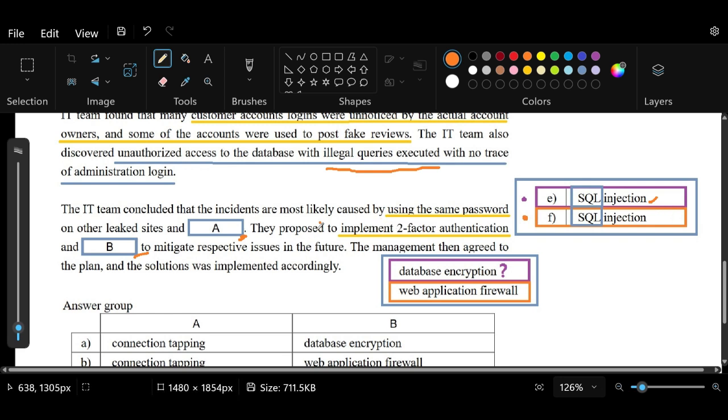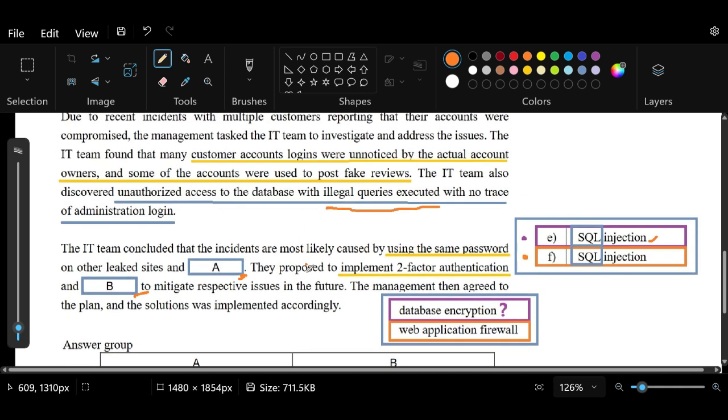Okay, and we can see here that the incidents are most likely caused by using the same password on other leaked sites, and in this case, SQL injection. Okay, now the solution was to put a two-factor authentication, because if the same password is being used on other leaked sites and it's the password that is used for the website where the problems are occurring, then if you implement a two-factor authentication, the owner would know that someone has accessed his account. So that would solve the problem with the same password being used on other leak sites.